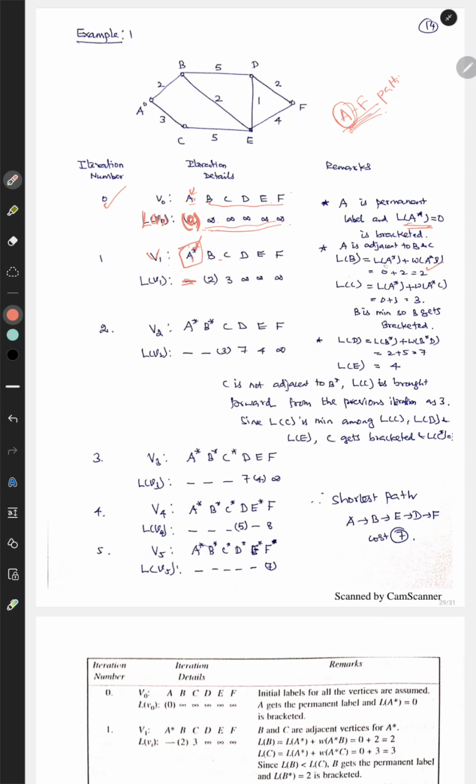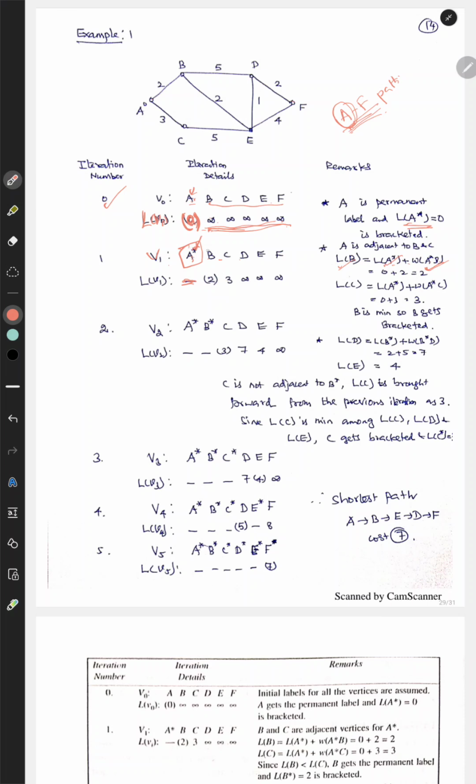Once you come to this stage, what is the removed vertex? The label of that vertex plus the weight from the removed vertex to each vertex you are considering in this stage. That sum will be the new possible label for the remaining vertex. But you will replace the label only if it is smaller than the previous label you are having. Previously B, C, D, E, F all have infinity as a label, so any other number you get as a label here, you can replace it with this new label.